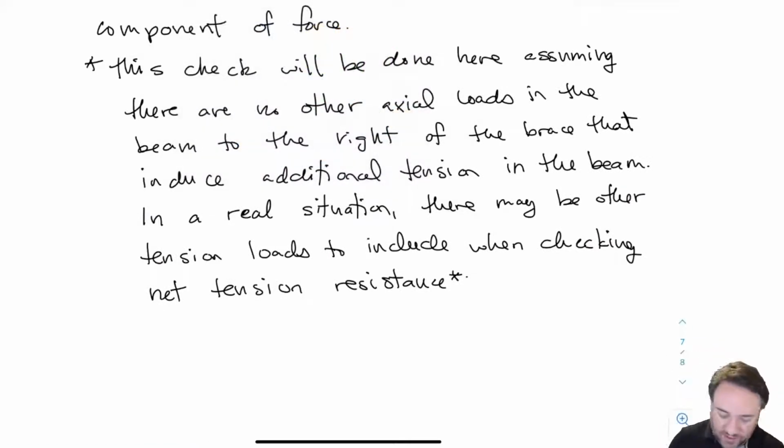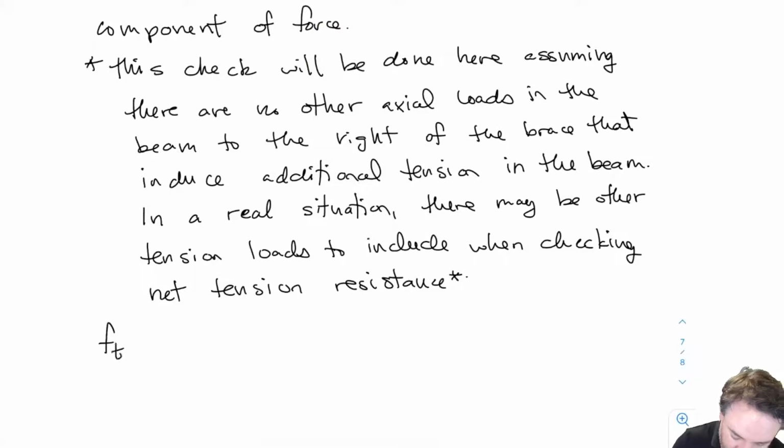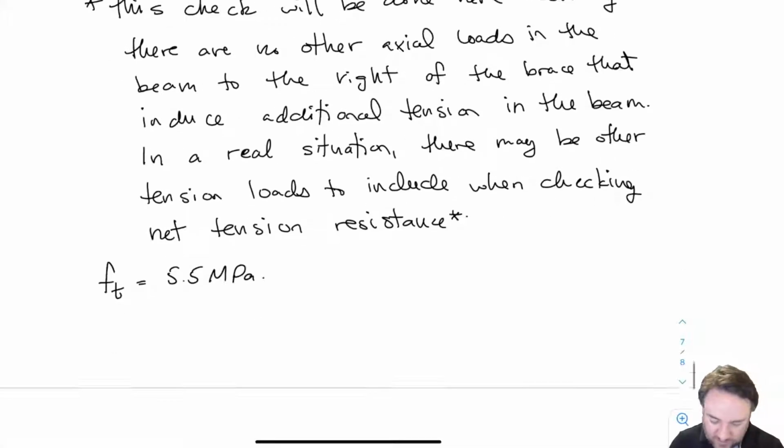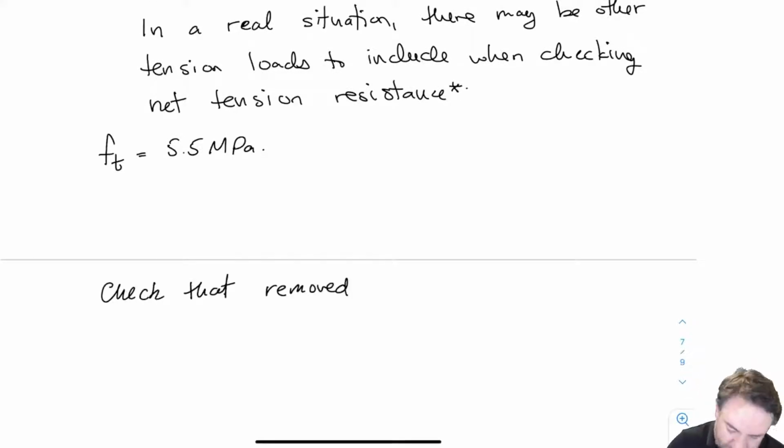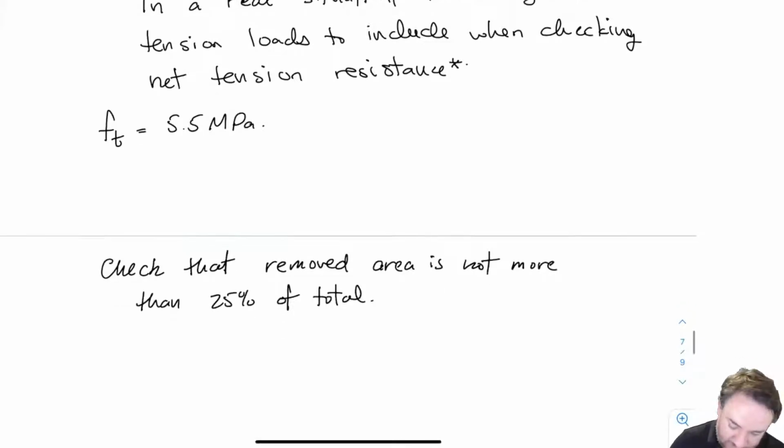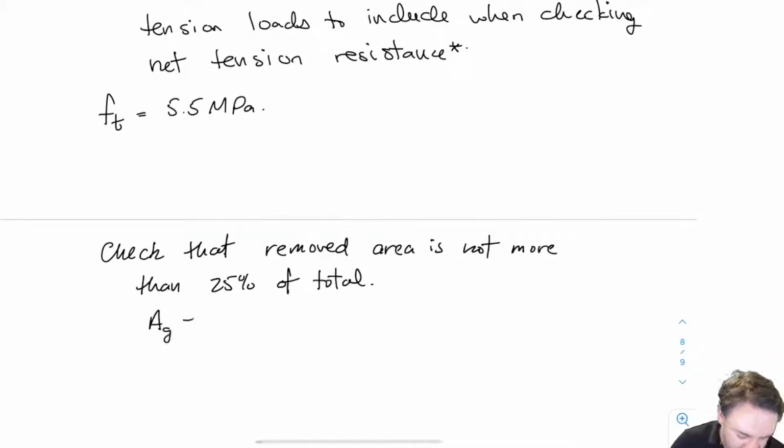Okay, so FT, our tension resistance for this lumber, is 5.5, which I got from table 6.3.1a, just like I did for FV. Okay, let's check all of the gross and net areas now. And we're also going to check our net section requirement. Okay, so here's the gross area.